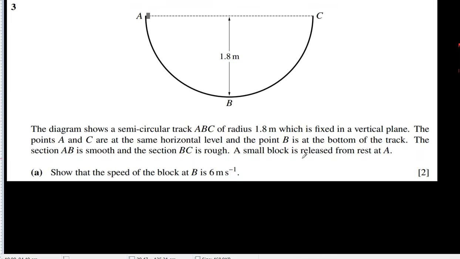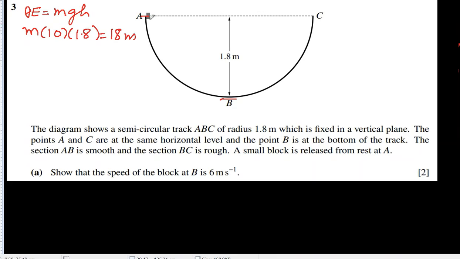So a small block is released from rest from A. So this block is released downwards. Show that the speed of the block at B is 6 meters per second. So we can clearly see that because this point A is at a height 1.8 meters above B, it will have more potential energy, and its potential energy with reference to this bottom will be mgh. Mass is unknown, g is 10, height is 1.8 from B, so that becomes 18m.